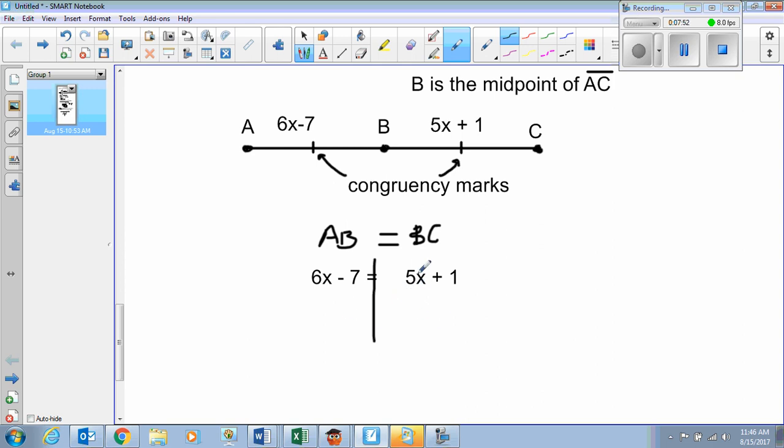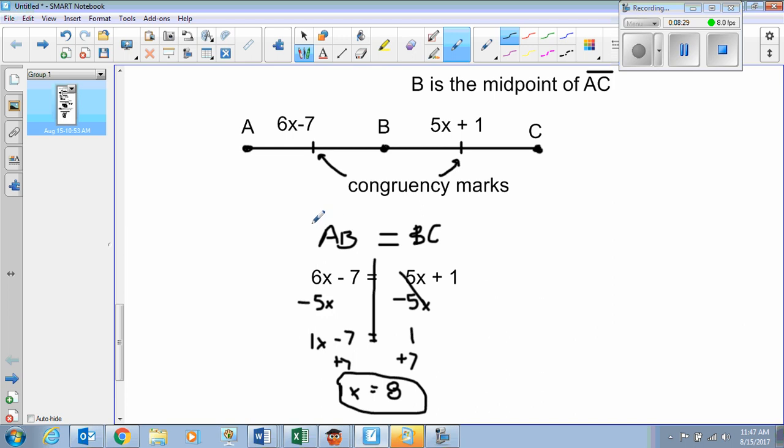A lot of kids want to move 5x over here and put 11x. But really, when we move something from one side, we're actually removing it. So if I want to move 5x's over here, I have to subtract 5x's from both sides so it stays balanced. That's gone. All I'm left with is 1. Over here, 6 minus 5 is also 1, but that's going to be 1x minus 7. To get rid of the minus 7, I add 7 to both sides, effectively giving me 1x equals 8, which is then just x equals 8.